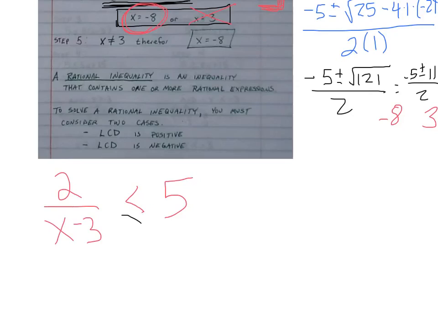And to solve a rational inequality, you have to consider two cases. The first case you consider is that your least common denominator is positive. So we would consider x minus 3 to be a positive number. And then your second case, you assume it to be negative. It is important that we look at both cases. If we only look at one case, we're not finding a complete solution. So let's see how this plays out on the next page.